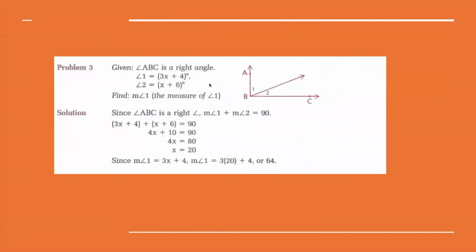Here, we are trying to find the measure of angle 1. It tells us here that angle ABC is a right angle, which means it's 90 degrees. The first thing we need to do is add the two expressions together and set them equal to 90 degrees. After solving for x, we have to plug x into the expression for angle 1, and we get 64 degrees.